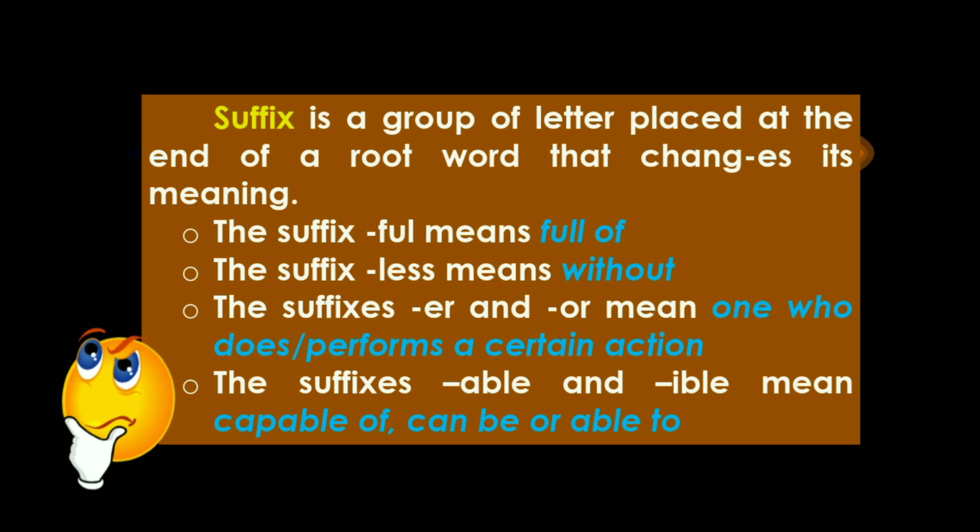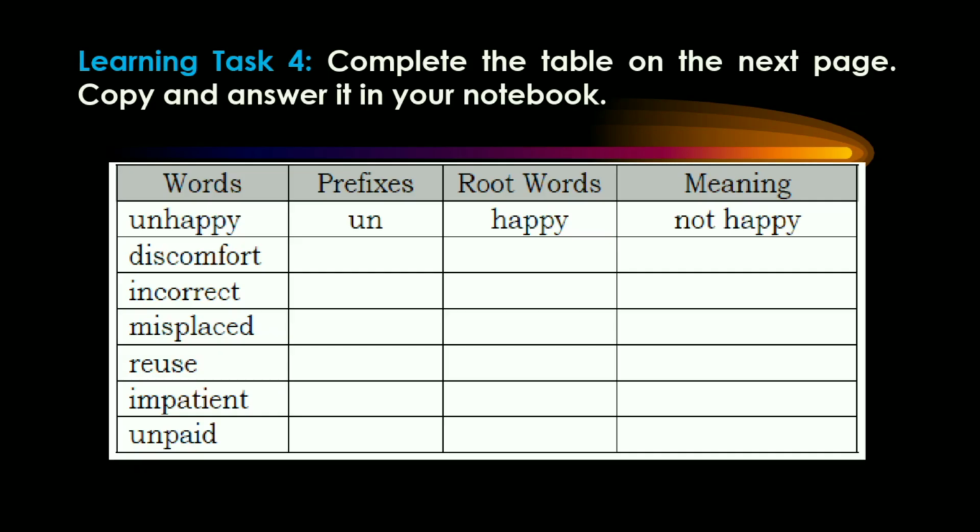Okay? What about the suffixes er, ar, and or? The suffix er or or means one who does or performs a certain action. Let's say, for example, the one who creates. The one who creates means creator. Okay? So that's it. So the suffixes able and ible mean capable of or can be or able to. Okay? So that's it.